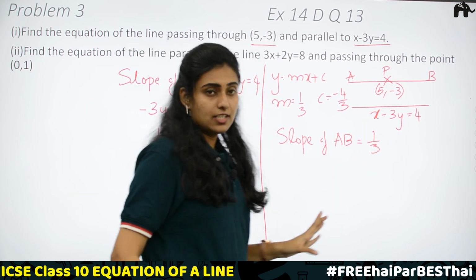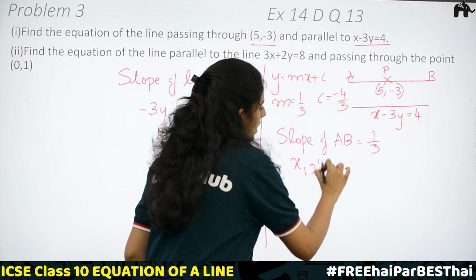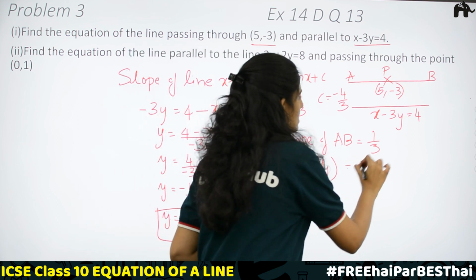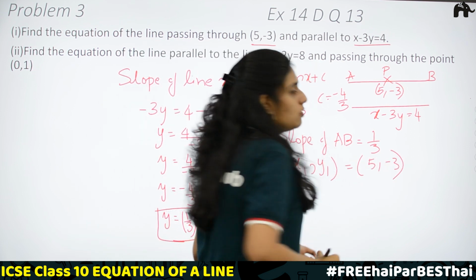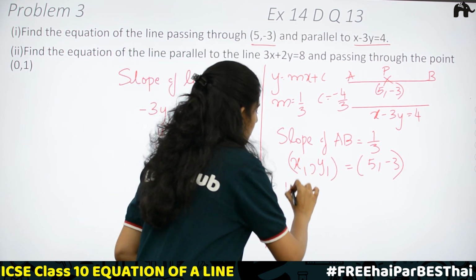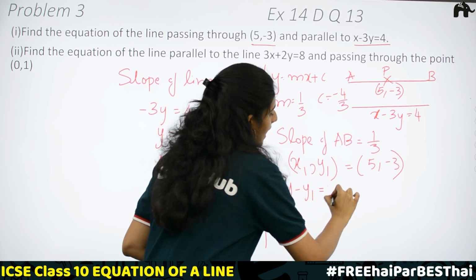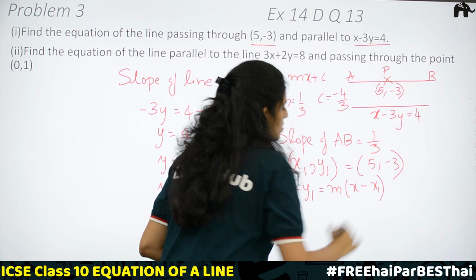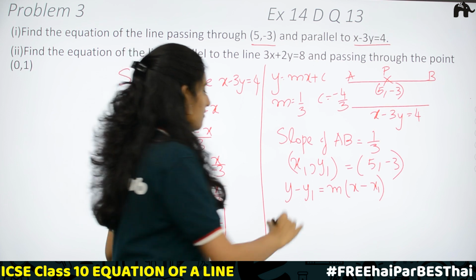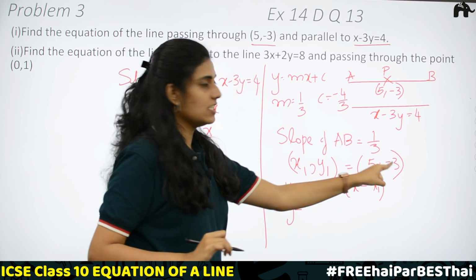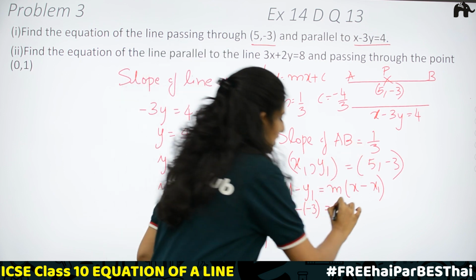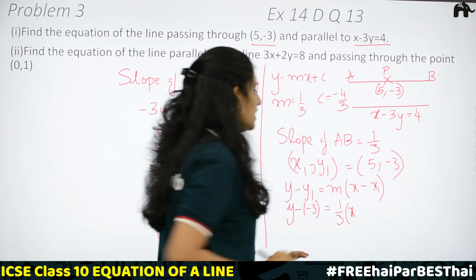Here we have a point. The coordinates can be taken as x1, y1. Any point that lies on the line will take the coordinates x1, y1. x1, y1 is equal to 5, minus 3. Now, we will be taking the point slope formula, that is y minus y1 is equal to m into x minus x1. Substituting x1, y1 and m here, we get the equation y minus y1, which is minus 3, is equal to m, which is 1 by 3, into x minus x1.